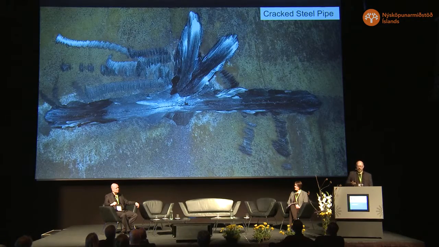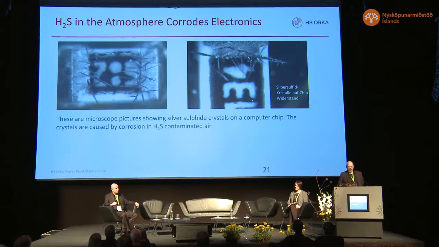This is a crack in a steel pipe. You can see the crack. Yes, it's quite obvious from the left to right and from the center and up. This is because we were not careful enough in choosing the material for our steam pipes, and did not have the proper heat treatment.